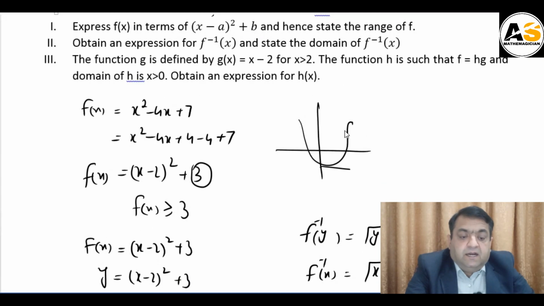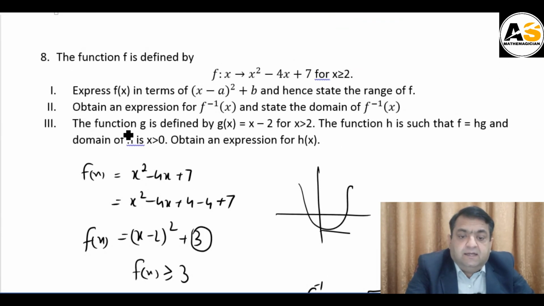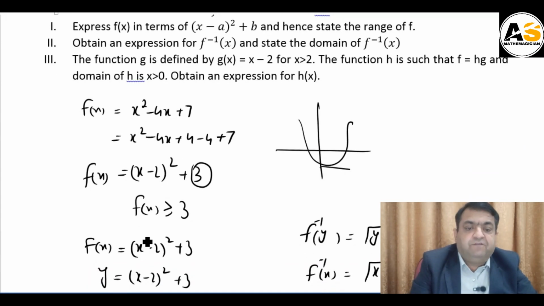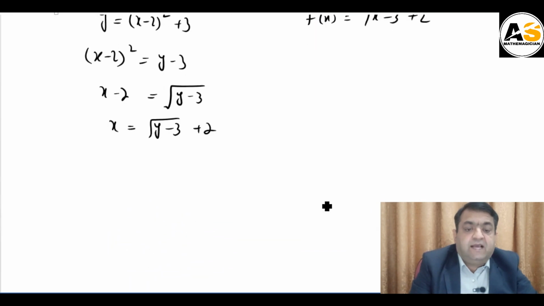Next, another function h is such that f is equal to h of g. We have to find h. The domain of h is x greater than 0. We have to obtain an expression for h of x. f of x is given, and g of x is x - 2.